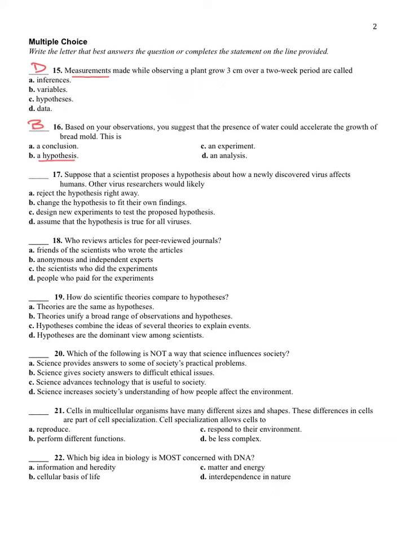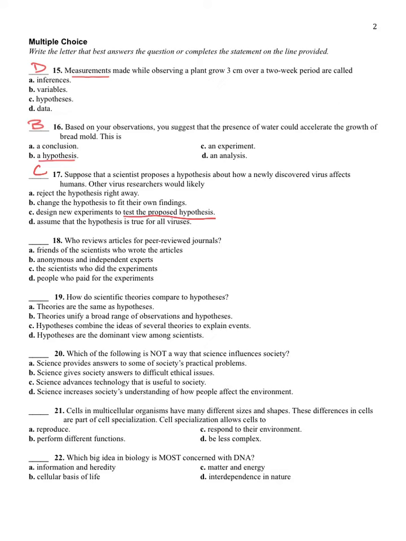Number 17. Suppose that a scientist proposes a hypothesis about a newly discovered virus that affects humans. Other virus researchers would likely, so remember, researchers generally are not going to accept a statement as fact until they have tested it. So most researchers will design new experiments to test the proposed hypothesis. So that means that 17 is letter C.